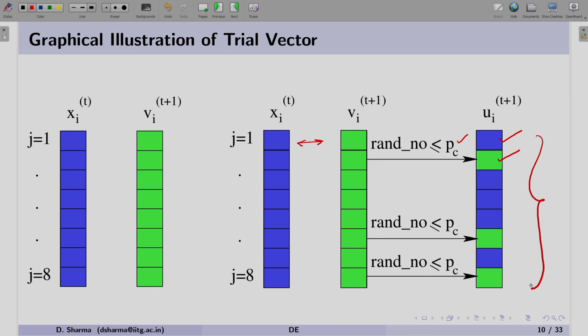Now, here you can see the final trial vector is made of blue and green colors. The change in blue and green means that this vector will have a different set of decision variable values, and when we change it, it will definitely represent a new vector, or a new solution, in the population.